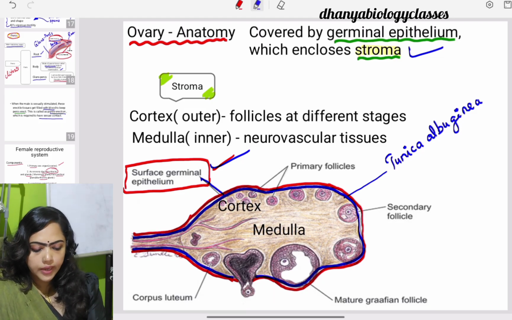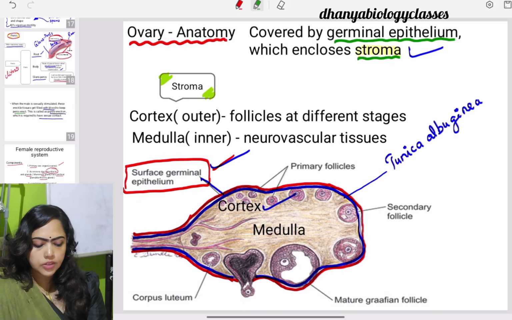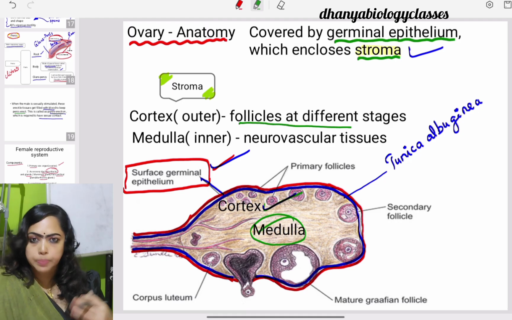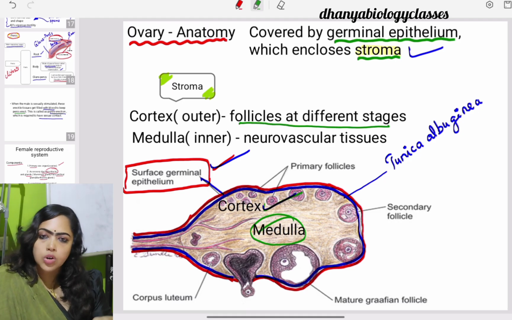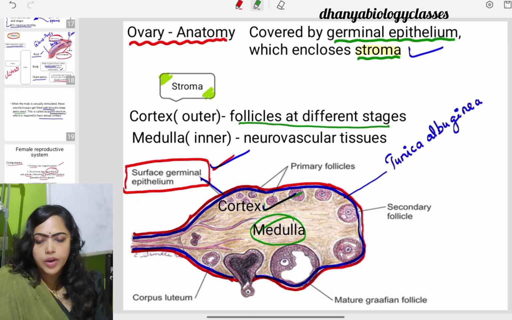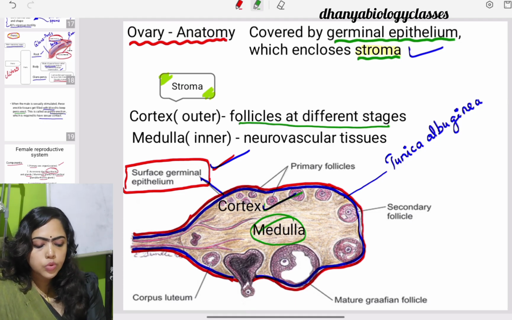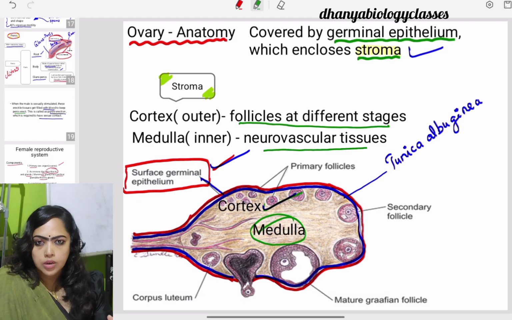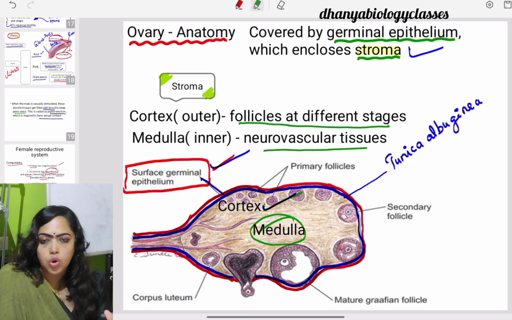And see, the stroma consists of two regions. Outer part is called cortex and inner part is called what? Medulla. And see their difference. Cortex is the area where it carries what? Follicles at different stages. That is primary follicle, secondary follicle and all. And this medulla carries neurovascular tissues. It means blood vessels, lymph vessels and nerves. Okay. So this is the difference between cortex and medulla of the stromal part.